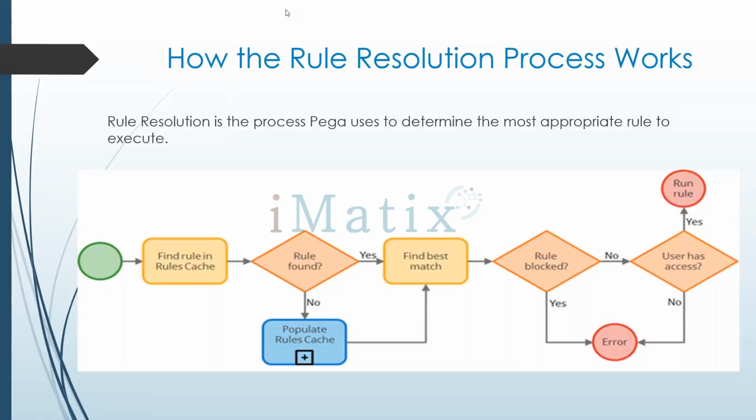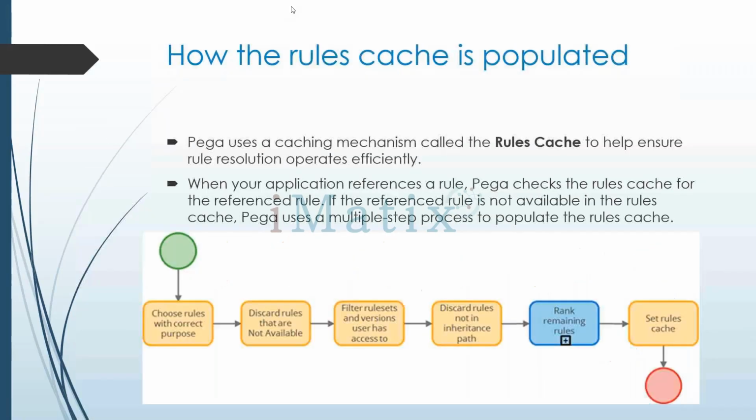Here, this population of rules cache is also a separate process in itself. It's not like whatever comes into picture will just be populated in the cache. No, again, the system considers this as a separate process in order to populate the cache. Let's see that process as well. You can understand this as a sub-process within your R. It has 6 different steps involved here.